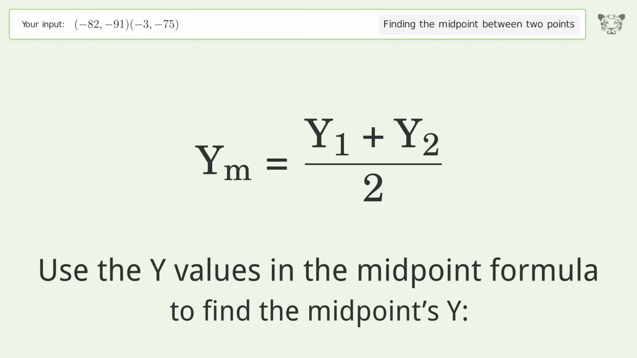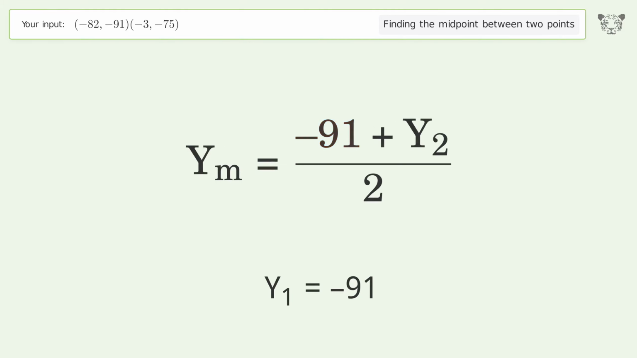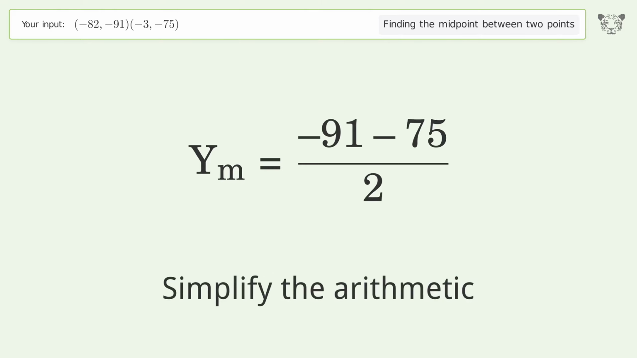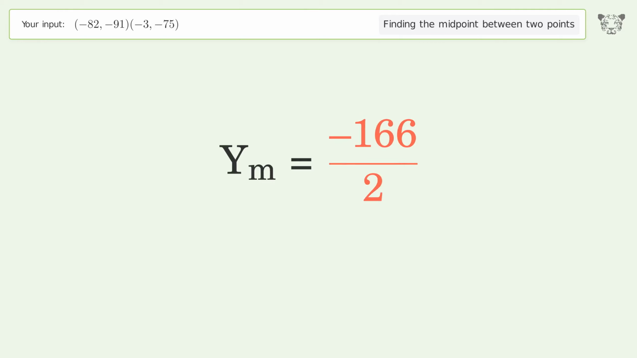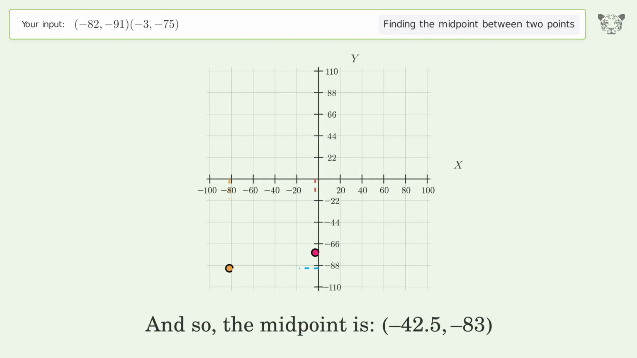Use the y values in the midpoint formula to find the midpoint's y. y1 equals negative 91. y2 equals negative 75. Simplify the arithmetic. And so, the midpoint is negative 42.5, negative 83.